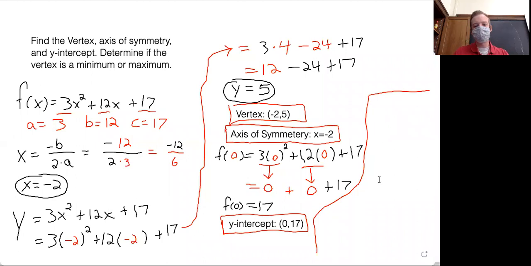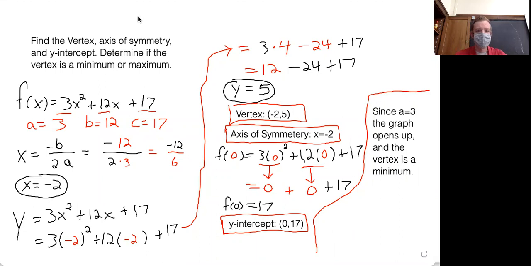So we're going to write that out and explain that. I am really out of space here. Since A equals 3, the graph opens up and the vertex is a minimum. So that last one is identical to the way that we work out things with vertex form.